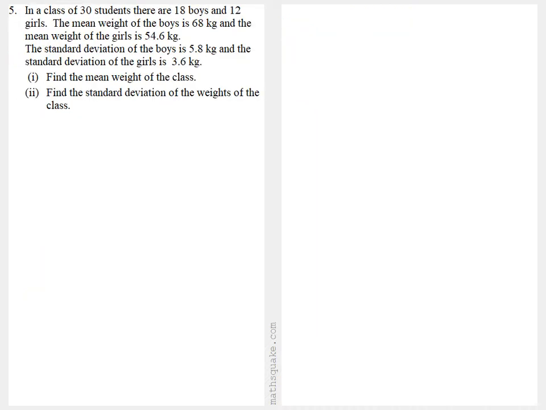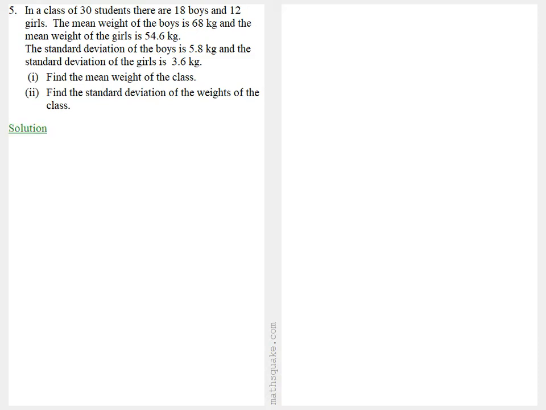And finally, question 5. We're told that in a class of 30 students there are 18 boys and 12 girls. The mean weight of the boys is 68 kilograms and the mean weight of the girls is 54.6 kilograms. The standard deviation of the boys' weights is 5.8 kilograms and the standard deviation of the girls' weights is 3.6 kilograms. In the first part we want to find the mean weight of the class, and in the second part we want to find the standard deviation of the weights of all the class.